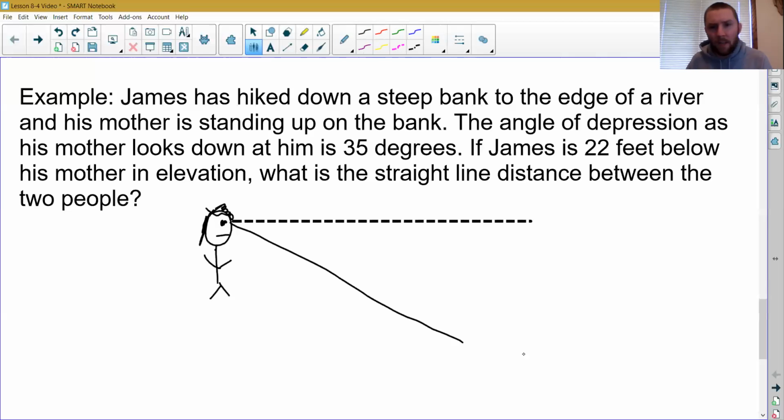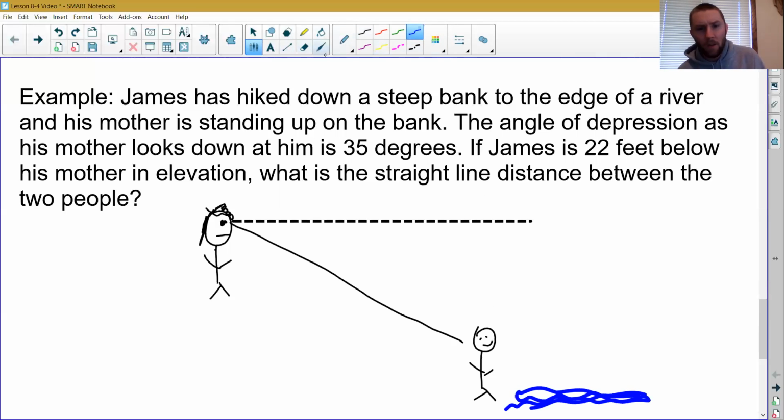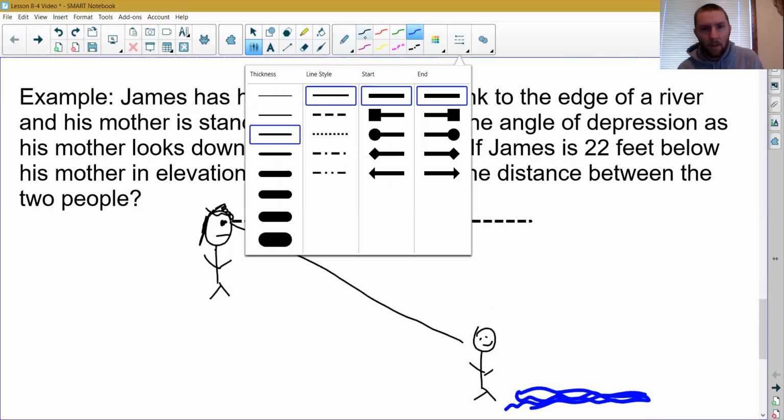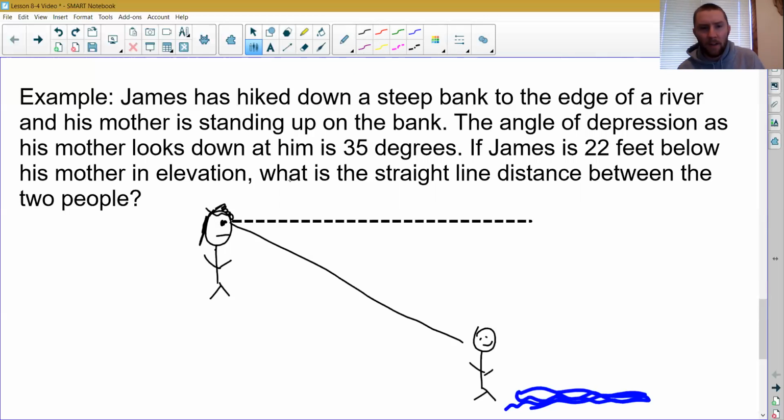So then down here, we have James, right? Here's James. He's down on the edge of the river, just having a grand old time, just loving life. You know, and here's the river flowing deep and wide and all that stuff, okay? So we know from the problem that the angle of depression that his mother looks down at him with is 35 degrees, measures 35 degrees. So this is 35 degrees, okay? Now, if I draw a vertical line here, I then create a right triangle, right? This is my 90-degree angle, this is 35 degrees.